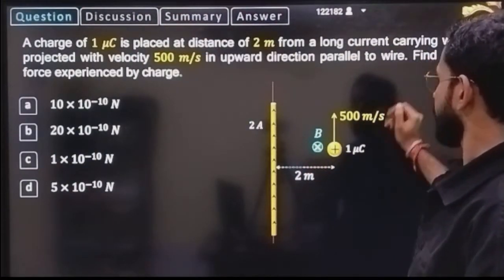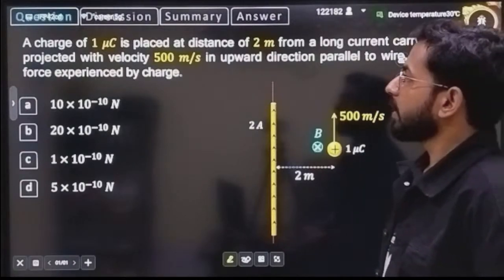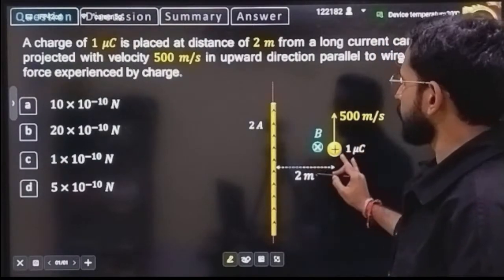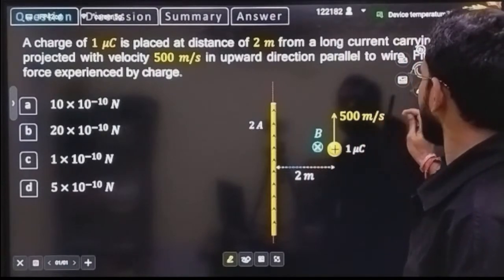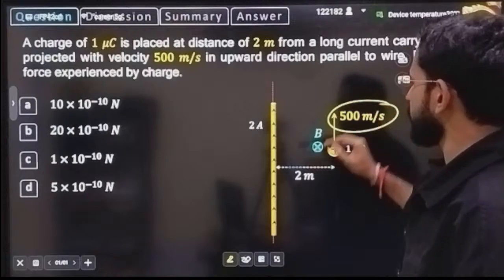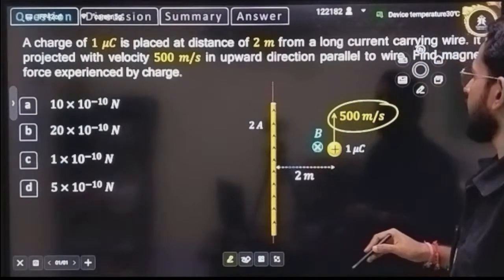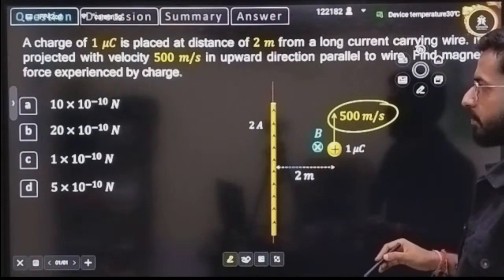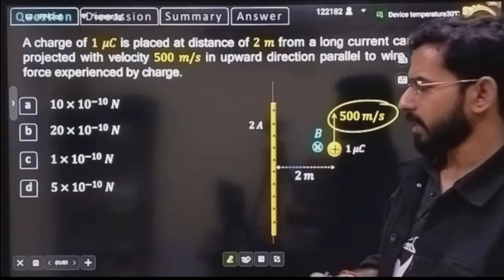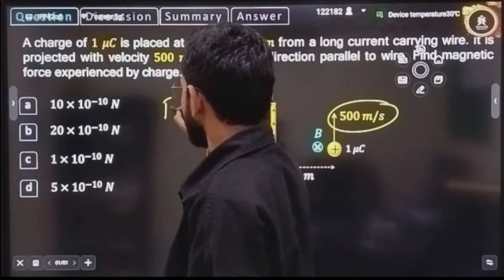Try to solve this question. Let's read what the question is saying. A charge of 1 microcoulomb is placed at a distance of 2 meters from a long current carrying wire. It is projected with a velocity of 500 meters per second in the upward direction, parallel to the wire. Find the magnetic force experienced by the charge. What is the formula of magnetic force on a charge?